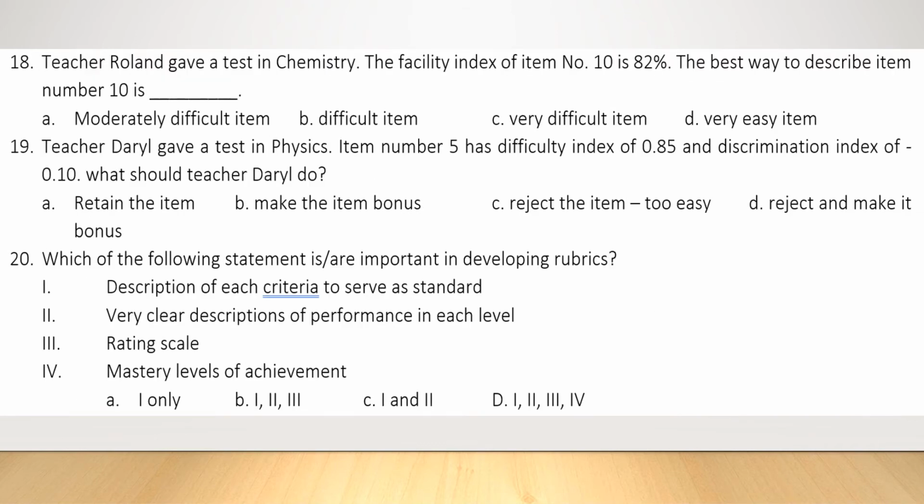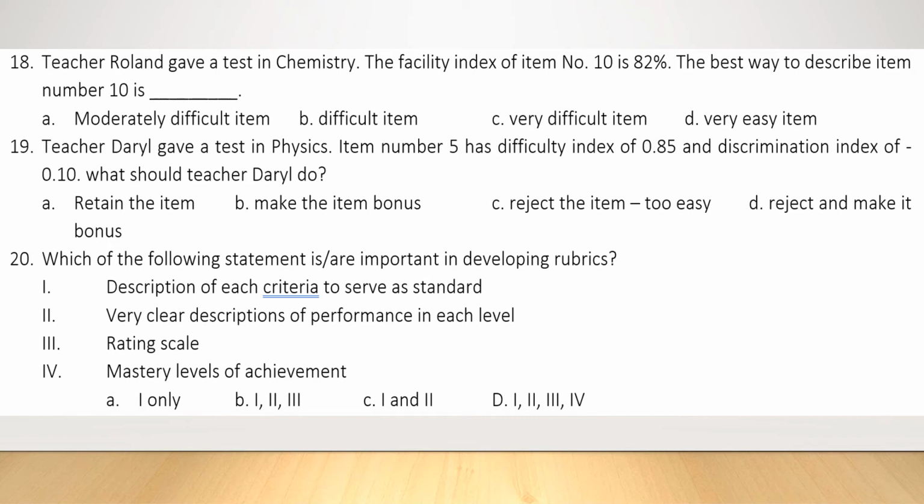Number 18. Teacher Roland gave a test in chemistry. The facility index of item number 10 is 82%. The best way to describe item number 10 is, okay, let us try to unlock first the term facility index.